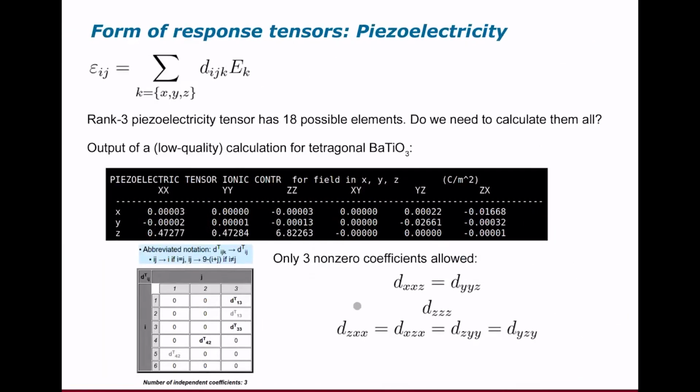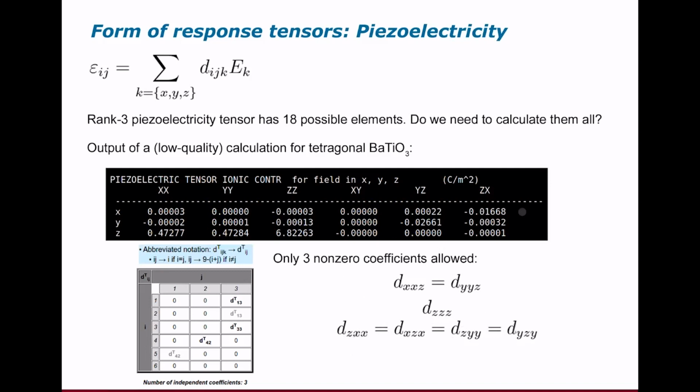When you translate this into the normal notation, not Voigt notation, you end up with the fact that the 2 components XXZ and YYZ are equal to each other, which are these 2 components. So reporting these in a paper, you should symmetrize the result. You should take the average of them to reduce your error. The ZZZ component, this one, is non-zero by itself. And then these 4 components are equal to each other and are allowed to be non-zero.